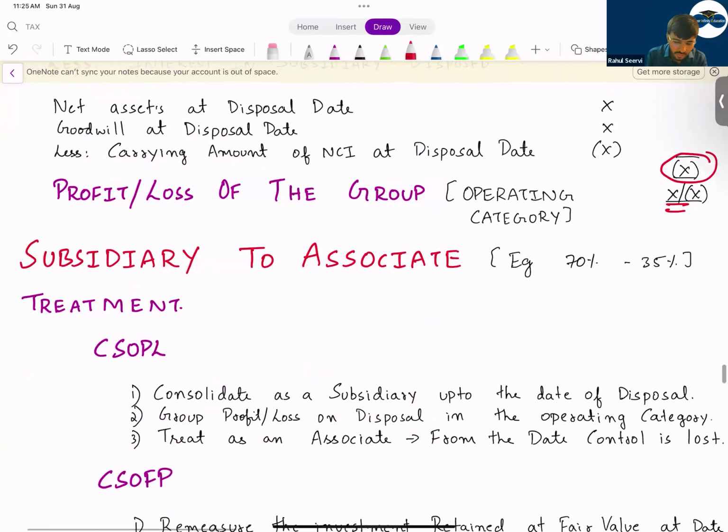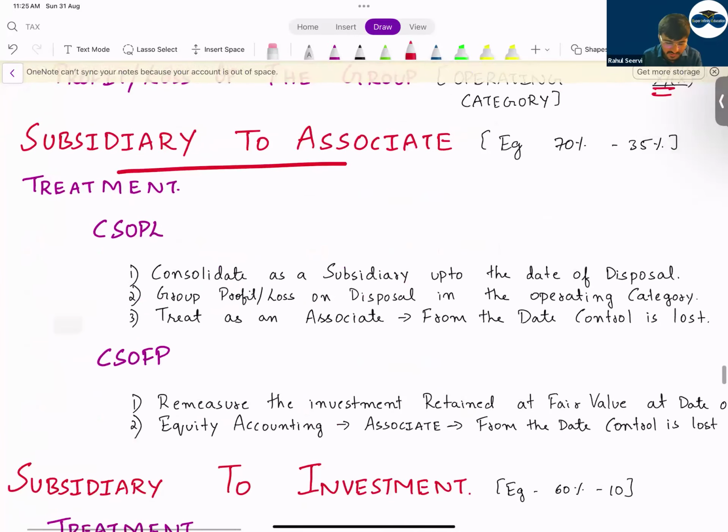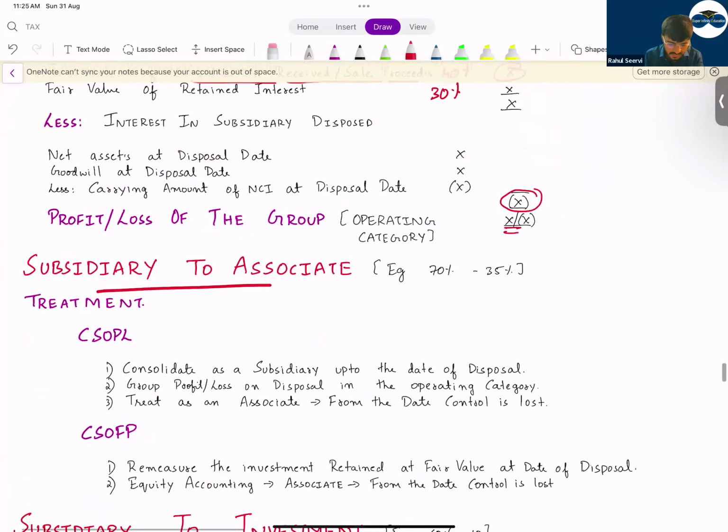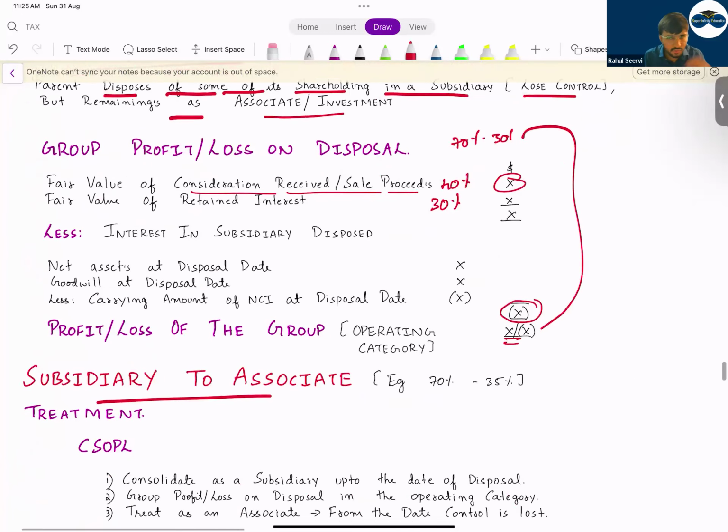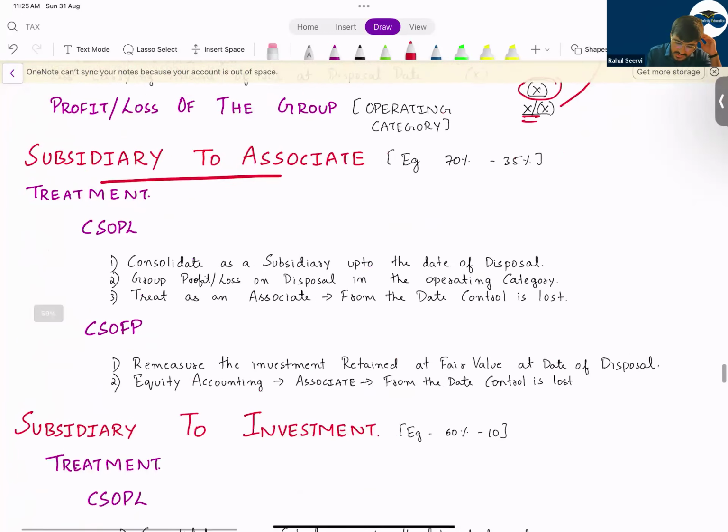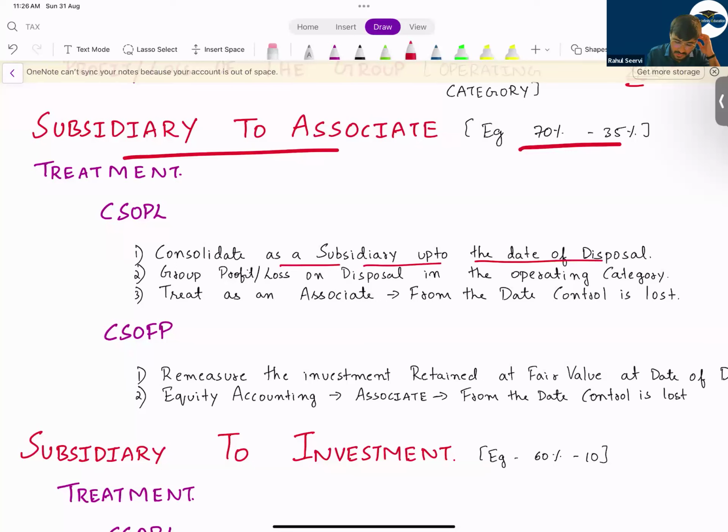Then, subsidiary to associate, sir. First thing, this is the general principle which we follow. Now see it, subsidiary to associate, 70 to 35%. Consolidate as a subsidiary up to the date of disposal. Group profit or loss on disposal in the operating category. Treat as an associate from the date control is lost.